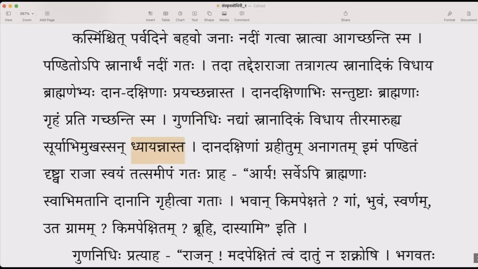So wherever the sun comes, that doesn't mean it's Sati Saptami, right? Saptami iti na. Saptami yatra bhavati, yatra Sati Saptami in sollikala. Indathla prathama da irukku. Dhyayan nasta. He stood meditating. Meditating. Dhyanam.